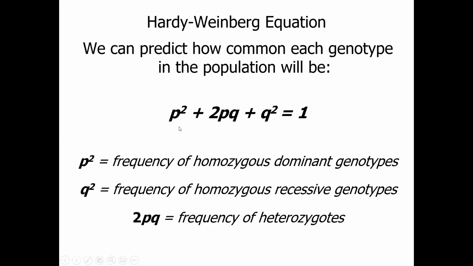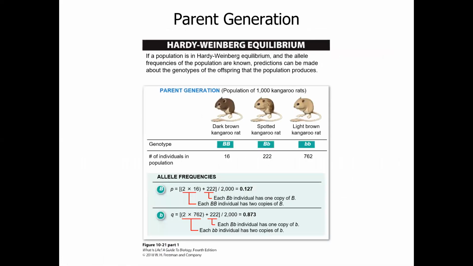So if we add the frequency of our homozygous dominant plus the frequency of our heterozygous dominant plus the frequency of our homozygous recessive, that will equal 1. Because again, we're looking at frequency, and frequencies always have to add up to 1. So let's take this and put it into an example with our Hardy-Weinberg equilibrium.